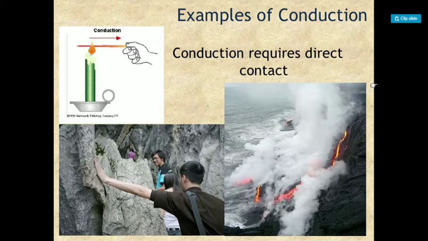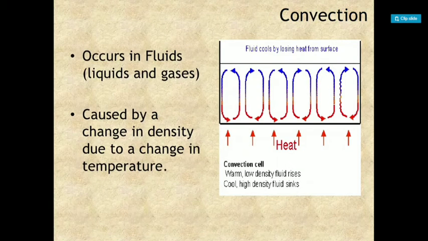Another example, we have here a volcano. So the warmth or energy stored in the molten rocks or the lava that is flowing on the surface of the volcano will be passed on to the surface of the volcano. Now on to the second type of heat transfer.